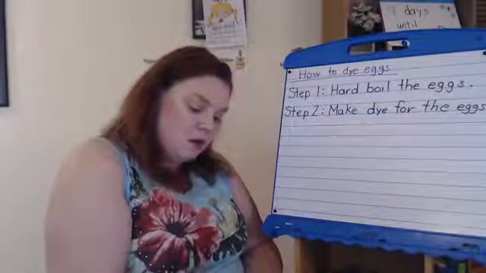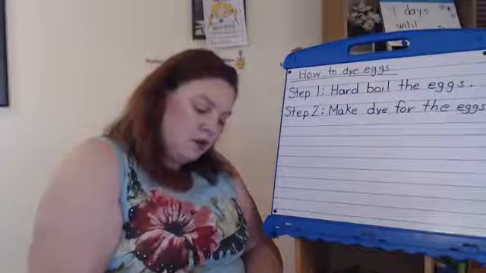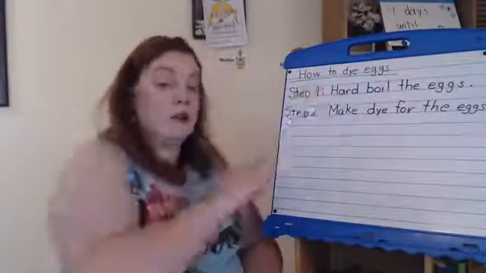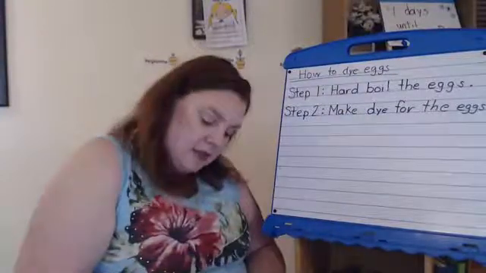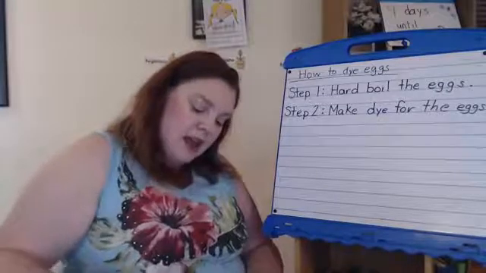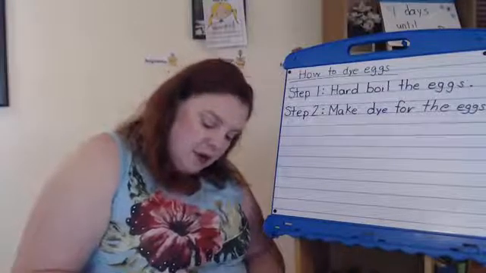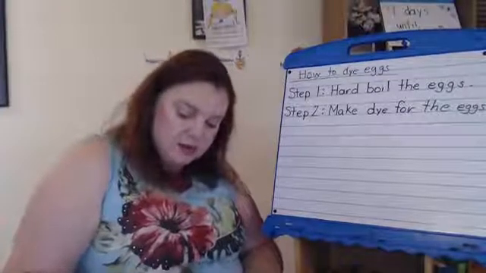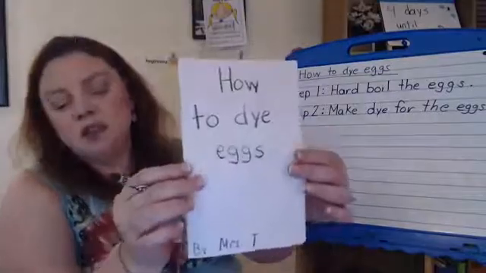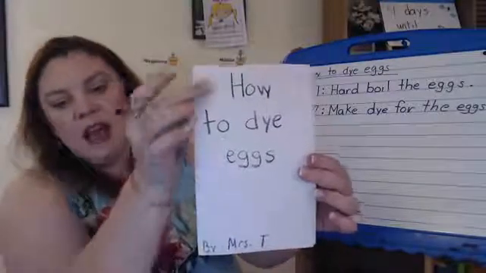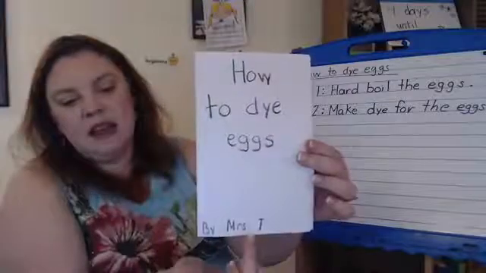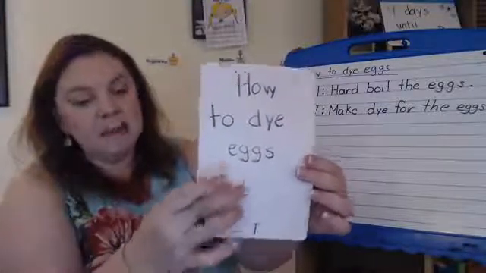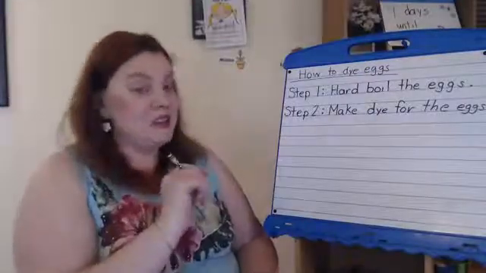How to dye, and I'm going to look right up here where I've been copying it, eggs. And then I'm going to leave a space, and then at the bottom I'm going to write by. Now I'm going to write my name, which is Mrs. T. So that's what your title page should look like. How to dye eggs, and then you have by Mrs. T. I left a little space because this is the tricky part.